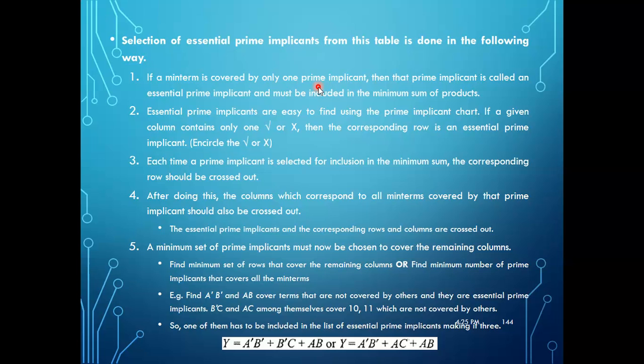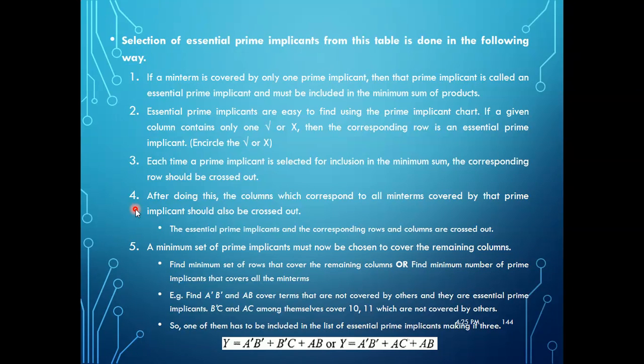Okay, so essential prime implicants are easy to find using the prime implicant chart. If a given column contains only one check mark, then the corresponding row is an essential prime implicant. And circle the check or dash mark. Okay, each time a prime implicant is selected for inclusion in the minimum sum, the corresponding row should be crossed out. Okay, after doing this, the columns which correspond to all the min terms covered by that prime implicant should also be crossed out. Okay, the essential prime implicants and the corresponding rows and columns are also crossed out.